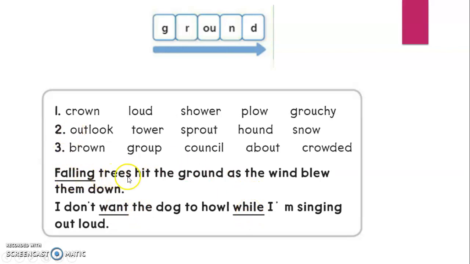Falling, trees, it hit the ground as the wind blew them down. Let's read this with fluency. Falling trees hit the ground as the wind blew them down. I'm going to take the cursor away because it ruins our fluency. Let's read it one more time. Falling trees hit the ground as the wind blew them down.